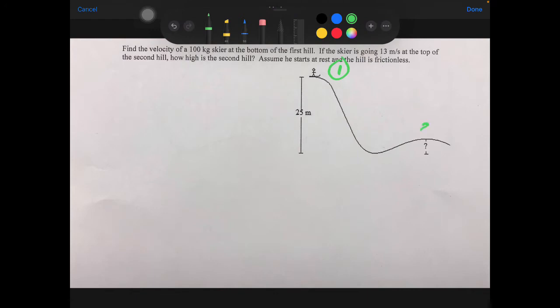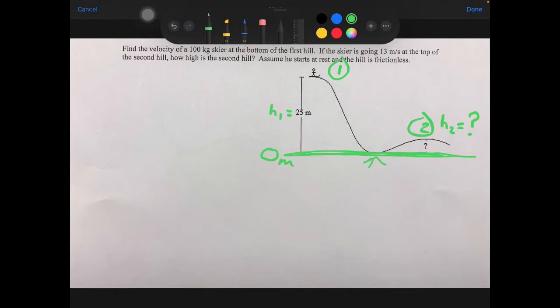So here's location 1, here's location 2. It works out nicely if we define the lowest point, which right there is the lowest point, to have a height of 0 meters, because then we can say that H1 is that 25 meters. And in this particular problem, we're trying to figure out what is that H2. Okay, so it's a two-location problem.